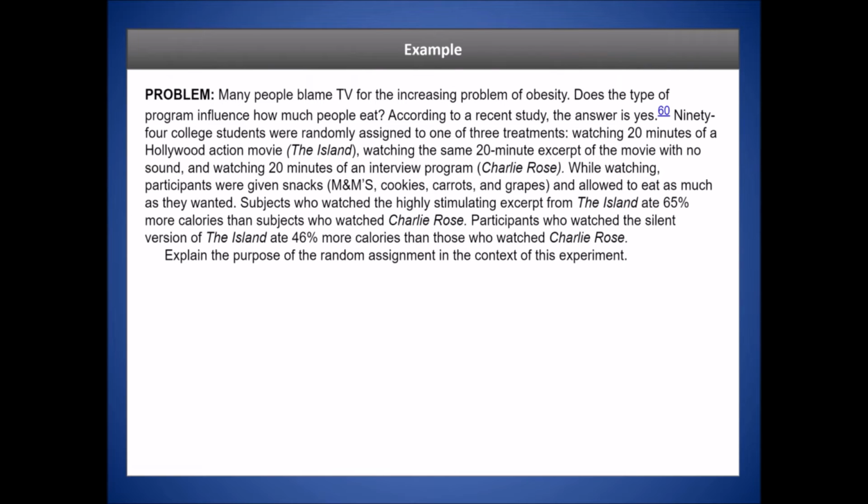Subjects who watched a highly stimulating excerpt from The Island ate 65% more calories than subjects who watched the interview program Charlie Rose. Participants who watched the silent version of The Island ate 46% more calories than those who watched Charlie Rose. So we want to explain the purpose of the random assignment in this context. If we were to randomly assign these, we want to see what purpose that would serve.